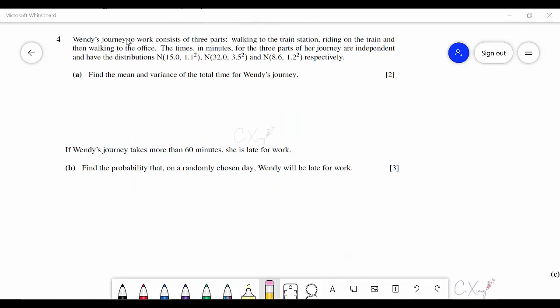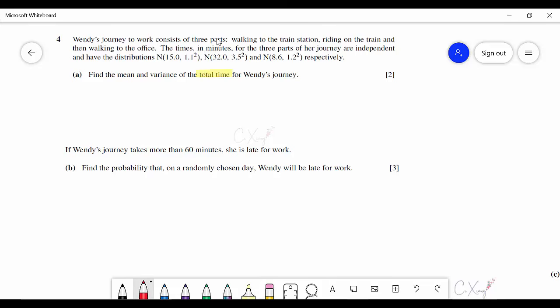Okay, so we come to question number 4. We have Wendy's journey to work with 3 parts here, and all these 3 parts are normally distributed. Then they want you to find the mean and variance for the total time. Total time means the mean and variance if you add all the time, consisting of the 3 parts of Wendy's journey.